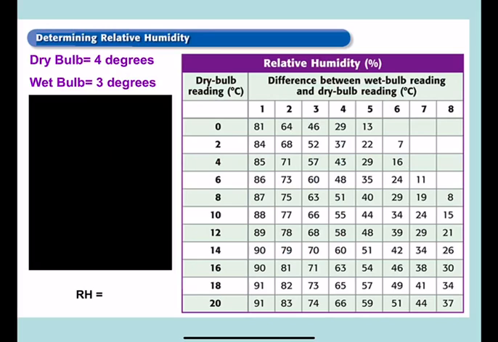The dry bulb is 4 degrees. The wet bulb is 3 degrees. Take a moment and do the math. Remember to subtract. The difference between the dry bulb and wet bulb is 1. So we will find the 1 at the top of our chart. There we go. Now we're going to look at the dry bulb. The dry bulb is at 4. So our relative humidity is 85%.